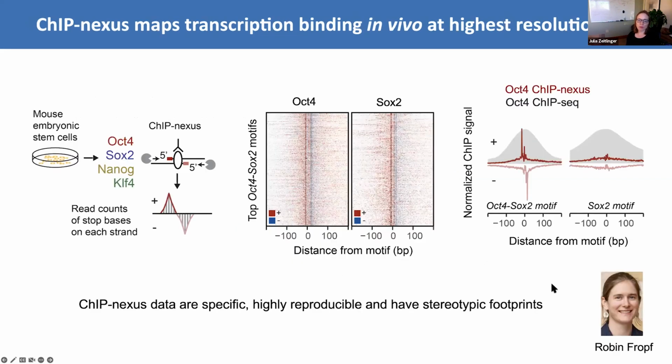And so as one example, one postdoc in the lab did this for the pluripotency transcription factors in mouse embryonic stem cells, so OCT4, SOX2, NANOG, and KLF4.